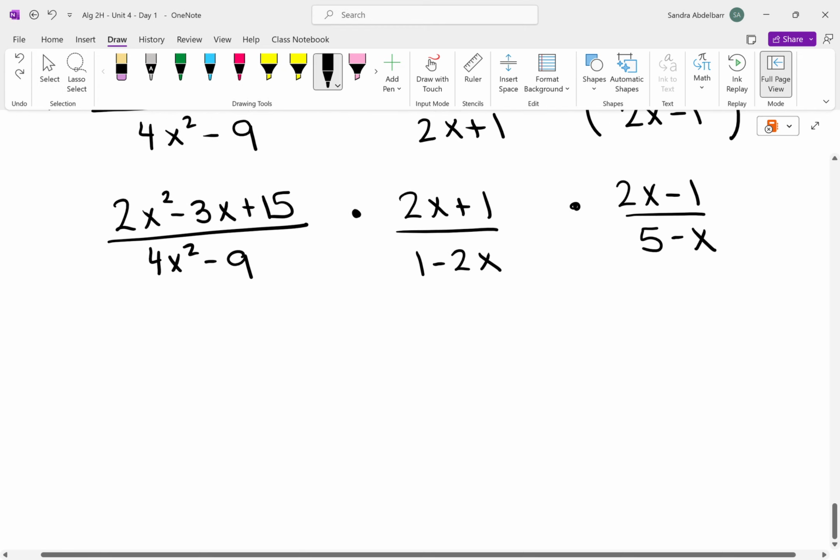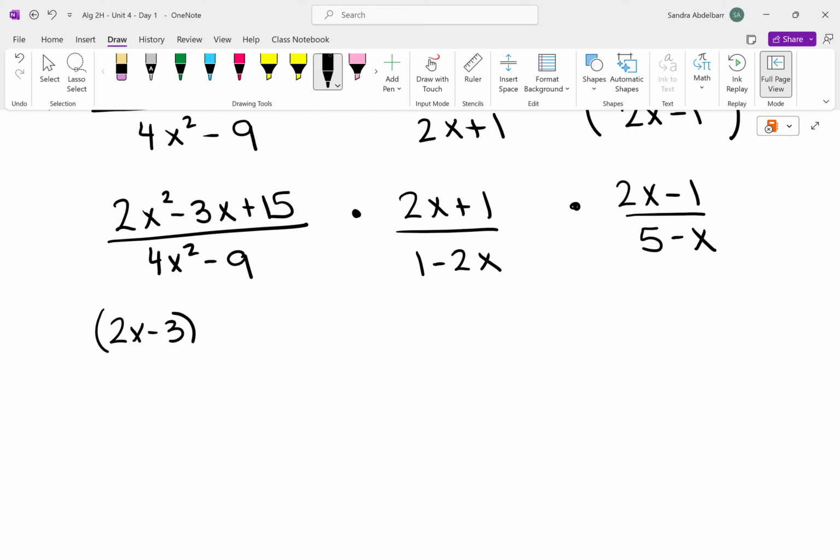All right, let's go back to the first fraction bar. What should we do with that numerator? What do you think I'm going to tell you to do? Factor it. We're going to factor this. If you factor this, you're going to get a 2x minus 3 and an x minus 5.